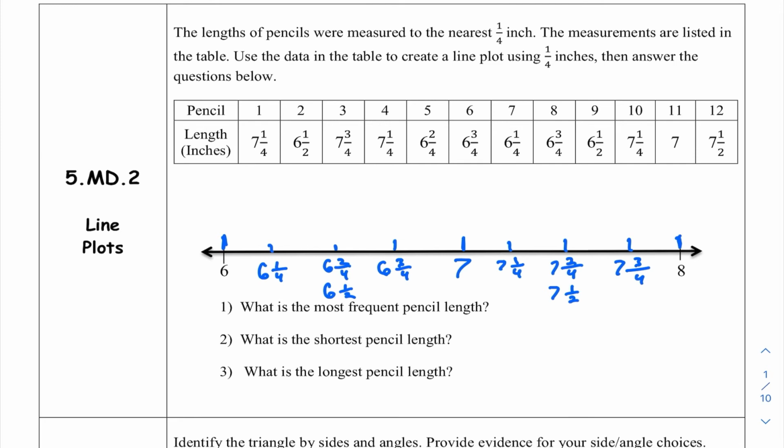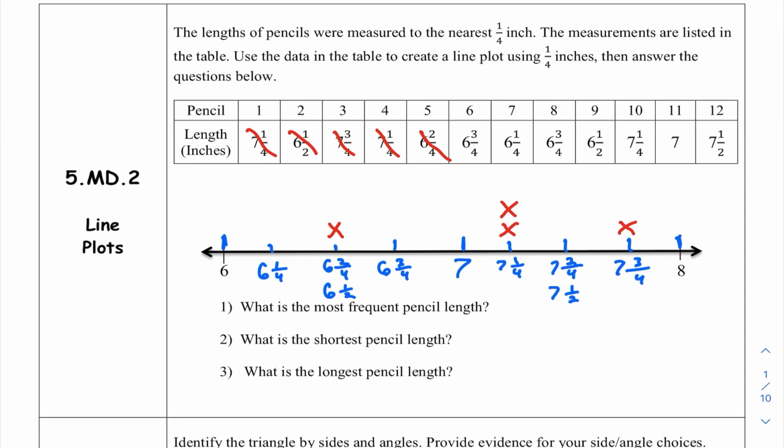So the first thing I have is 7 1/4. So I put my x there. 6 1/2. I'm just trying to stay as close as I can. 7 3/4. 7 1/4. So I got a little gap there, but I just want to keep that gap consistent.